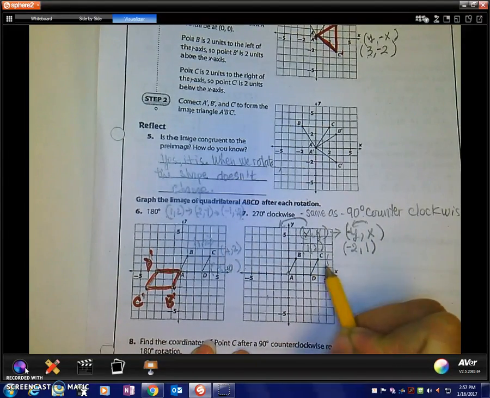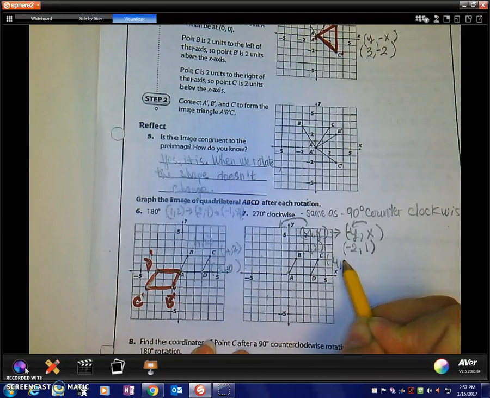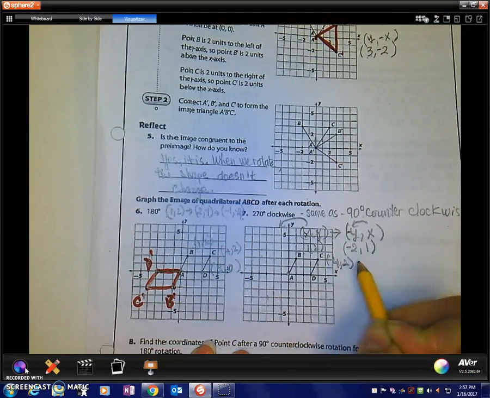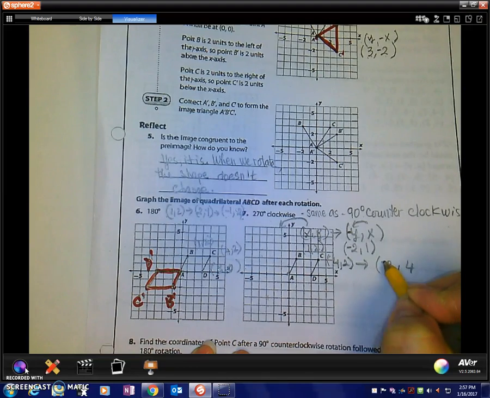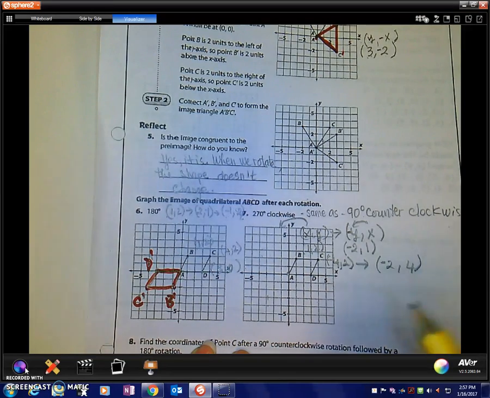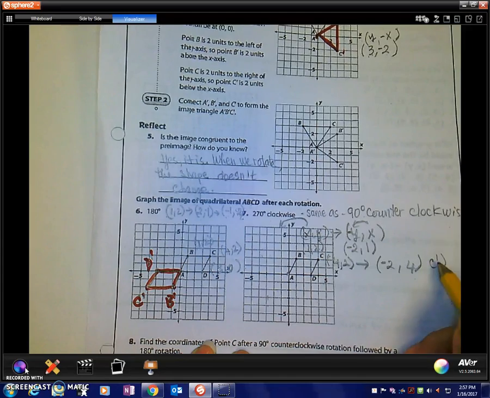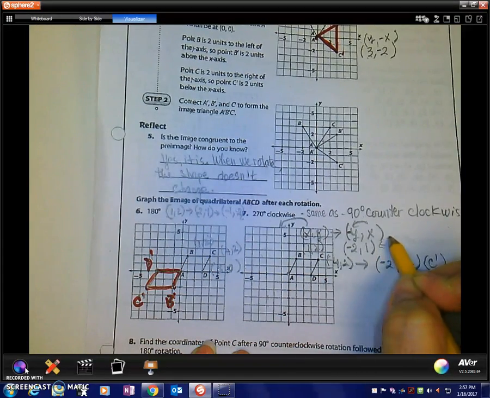Now we move to point C, which is (4, 2). The same thing as what? We flip them, equal 2 and 4. 90 degrees counterclockwise, so we make it negative 2 and 4 for C prime. This is C prime. And this is B prime.